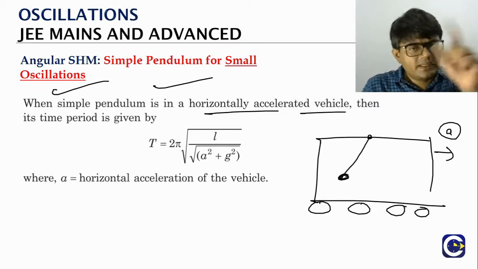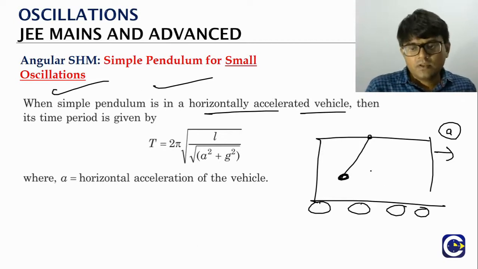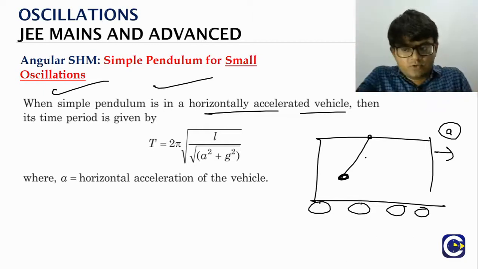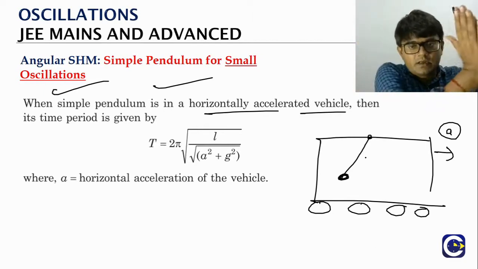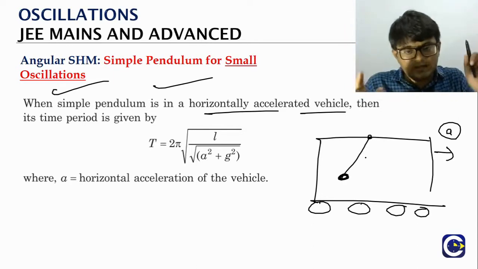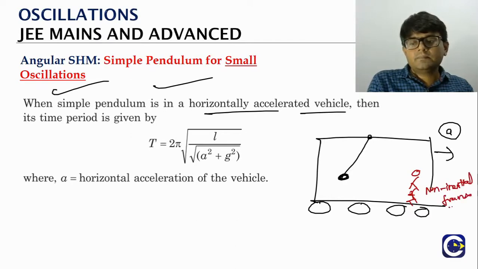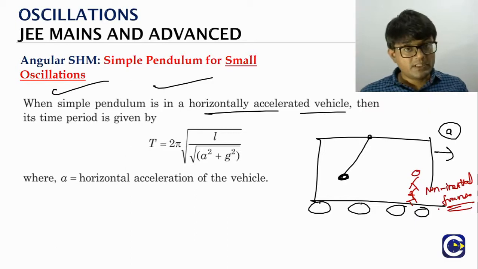We have talked about it in the Newton's laws of motion chapter also. If the vehicle is moving to the right side, the bob would have inclined to the left side. I mean the wire connecting the bob would have inclined to the left side, if we are observing it from inside of the vehicle. So the observer is a non-inertial frame.